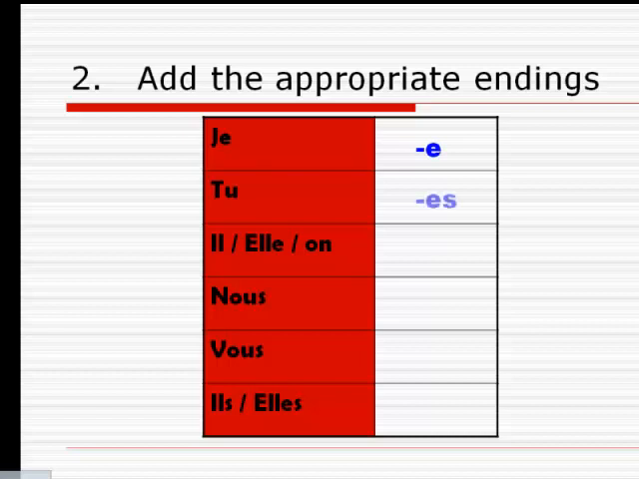When tu is the subject, we'll end it with ES. If il, elle, or on is the subject, we'll add an E to the stem. For nous, we'll add the ending of ONS. Vous, EZ, and ils and elles, pluriel, we'll add the ending of ENT. I think it's important to note right there that ENT is always silent. We write it, but we don't say it.